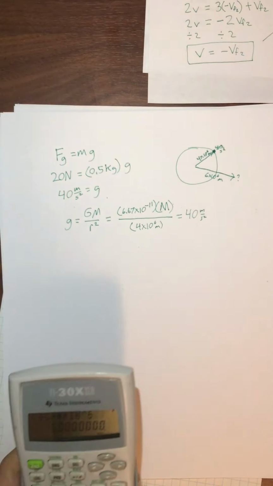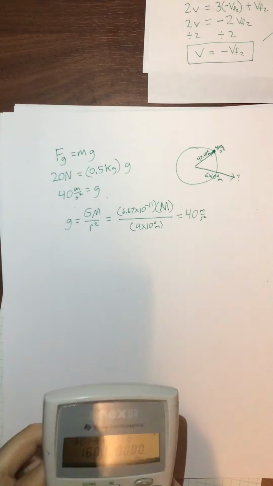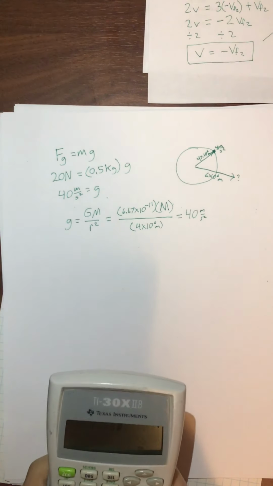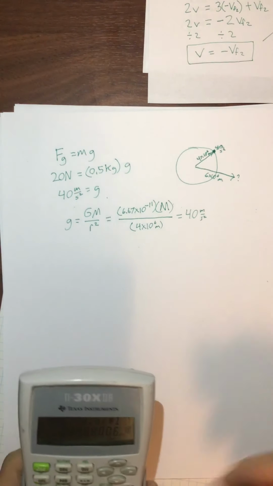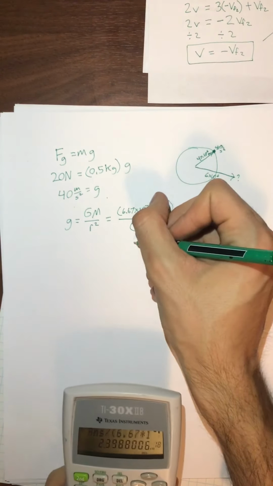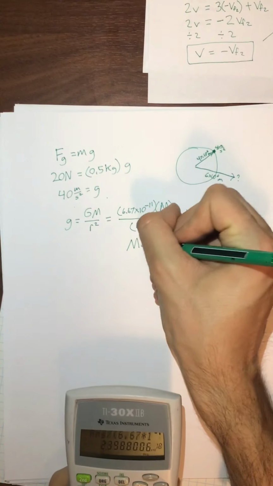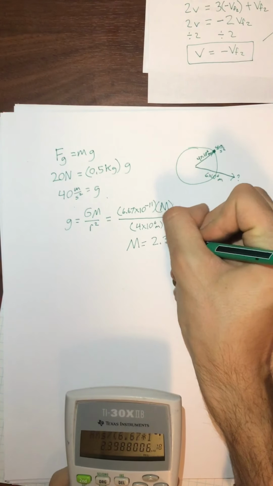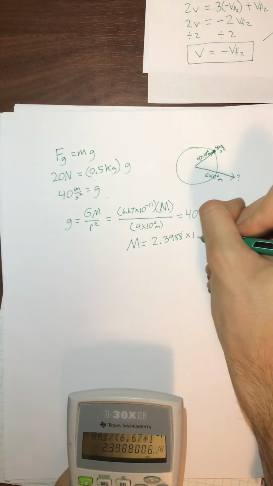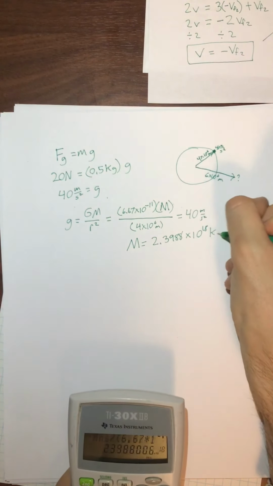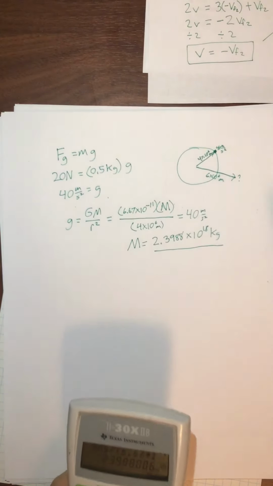Okay, and then I divide that by 6.67 times 10 to the negative 11, and I should get the world's largest number. Yeah, so the mass of the planet is equal to 2.3988, probably rounded that, times 10 to the 18 kilograms. So lots of kilograms to make a planet.